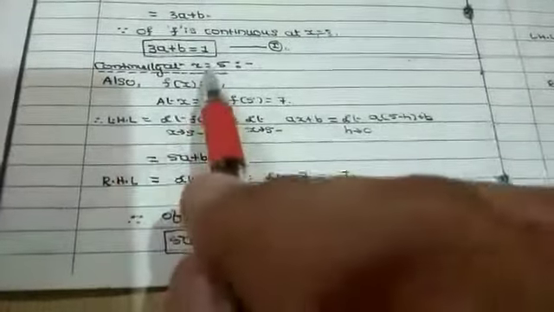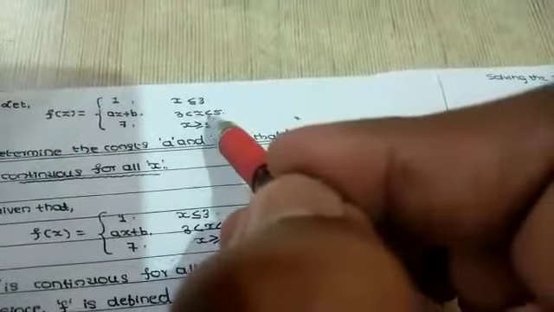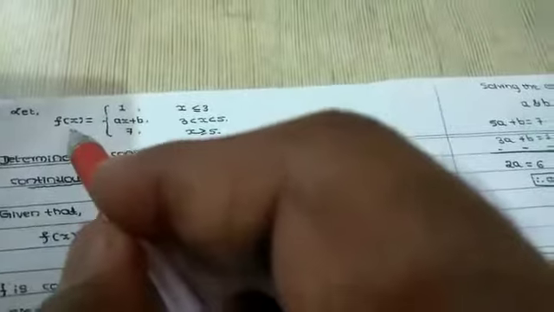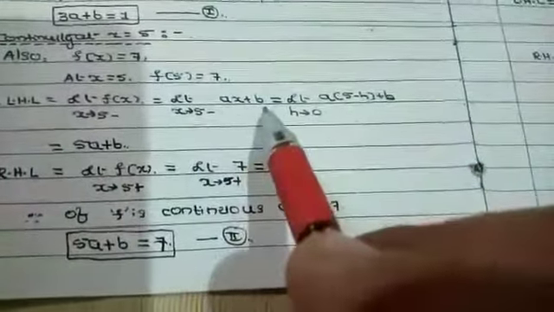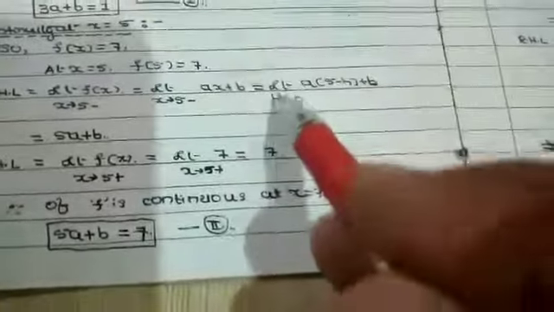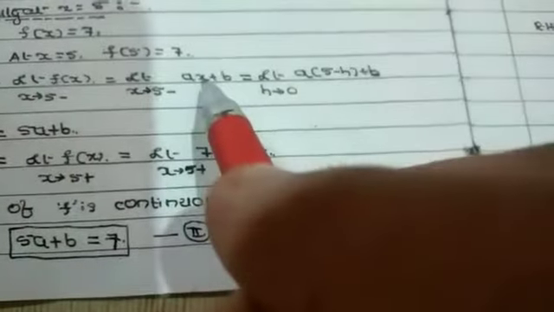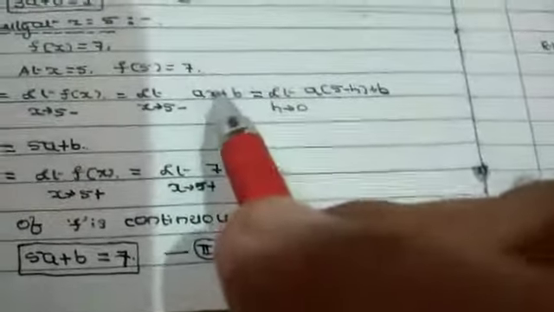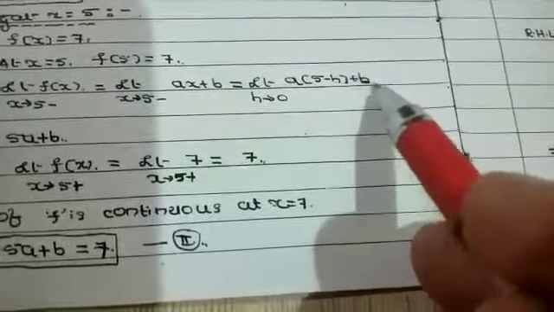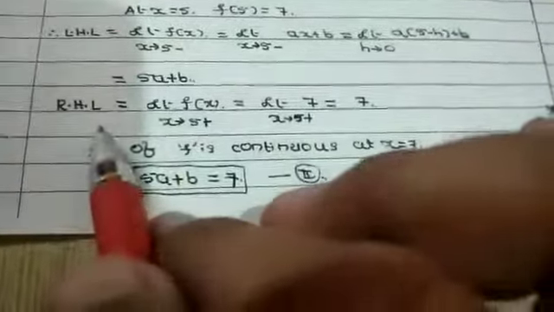Next, consider LHL at the point x equals 5. For LHL, which values do you have to consider? x is less than 5. For x less than 5, f of x equals ax plus b. So we consider f of x equals ax plus b as x tends to 5 minus. Let x tend to 5 minus h, with h tending to 0. In place of x we write a times (5 minus h) plus b. H value is 0, so we get the answer 5a plus b. So this is LHL.